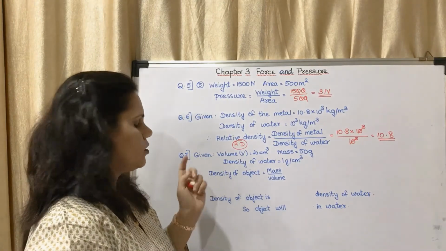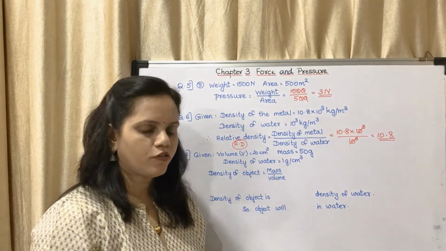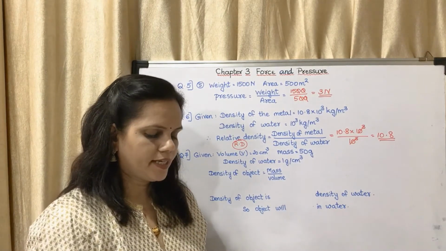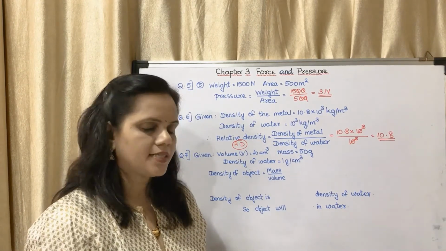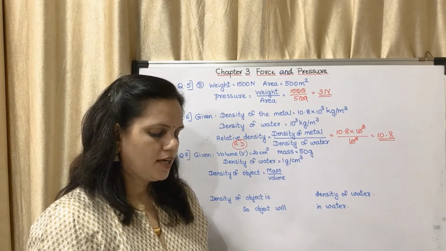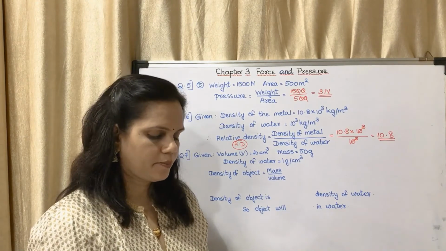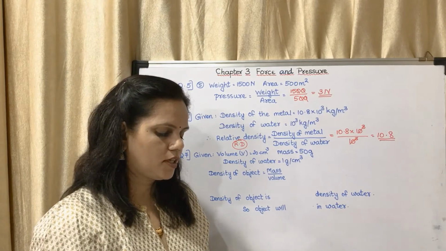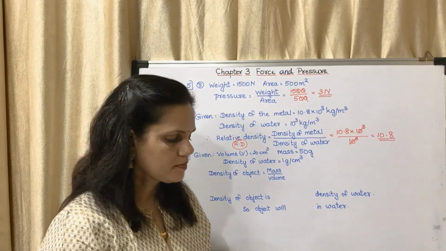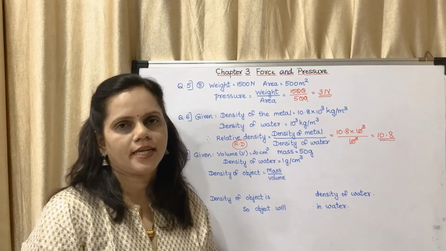Okay. Now the next question. Volume of an object is 20 centimeter cube and the mass is 50 grams. Density of water is 1 gram per centimeter cube. Okay. Will the object float on water or sink in water? Now you know that about density.